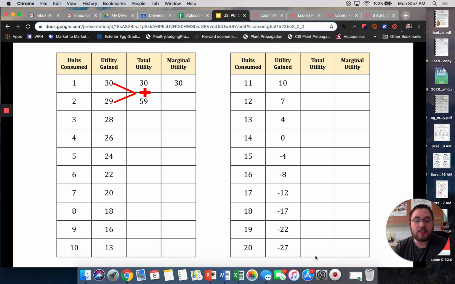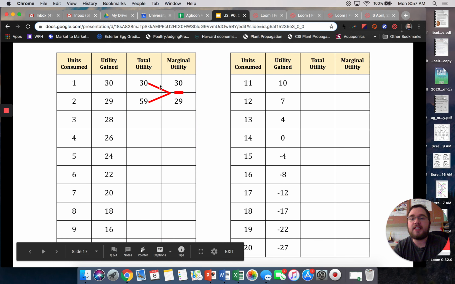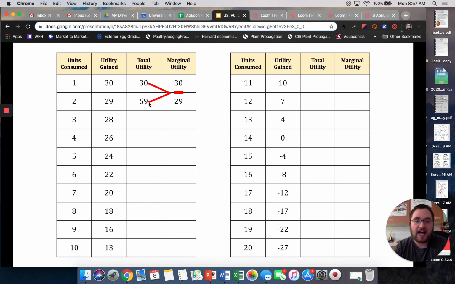Okay. Marginal utility then is going to be your total utilities minus each other. So 59 minus 30 equals 29. And if you wanted to get really complicated, it's technically delta. So delta means change. The change in quantity taken into account with the change in utility, or delta TU, okay? So this is basically what we come up with. So my marginal utility, spoiler alert, is going to equal the utility gain for all of these, right?